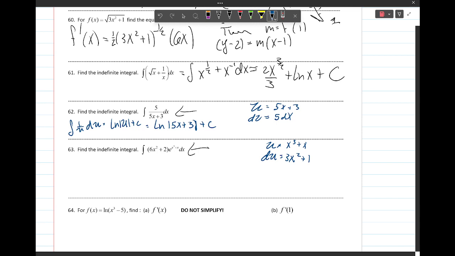Do something similar for 5. This gets rewritten as e to the u du, because the integral of e to the x, or e to the u in this case, when it's just a single variable, is itself. And finally, just substitute back in terms of x.